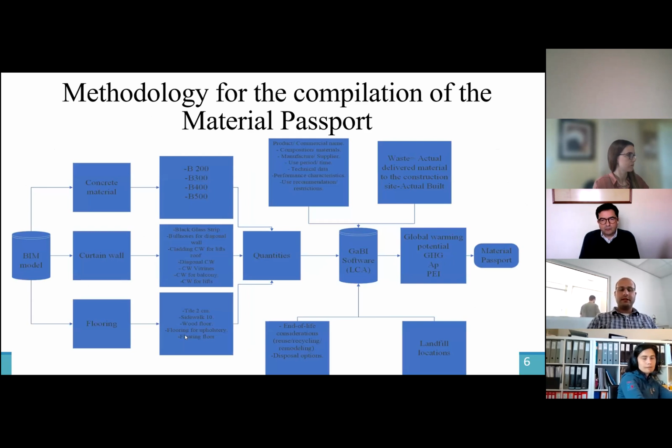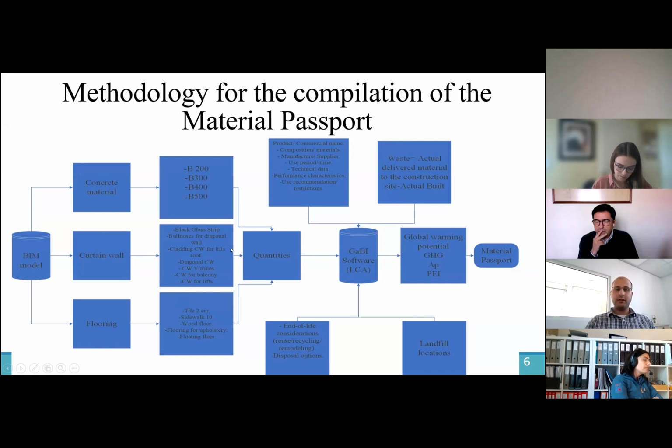Now, we started developing the material passport for the building. Our methodology is divided into 2 phases. The first one is about working on the BIM model. In the BIM model, we defined the different families, for example here, the concrete materials, the curtain walls, the flooring, also the blocks. Now in each family, there are several types. For example, for the concrete, there is P200 until P500. In the curtain walls, there are several types of glass, aluminum, curtain walls for balcony, for lifts.